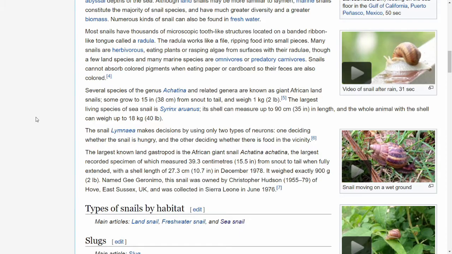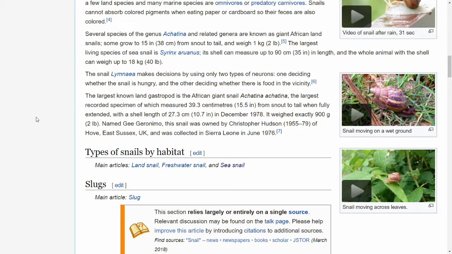The snail Limax makes decisions by using only two types of neurons, one deciding whether the snail is hungry and the other deciding whether there is food in the vicinity. Wow. Okay, so, man, this is so interesting. The snail literally has only got two brain cells, and it's just like, food? Nope, there's no food. Okay. Is there food? Let's eat.